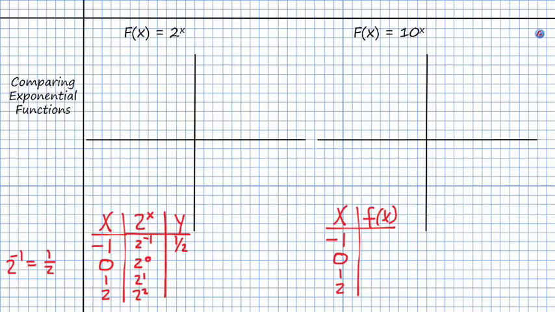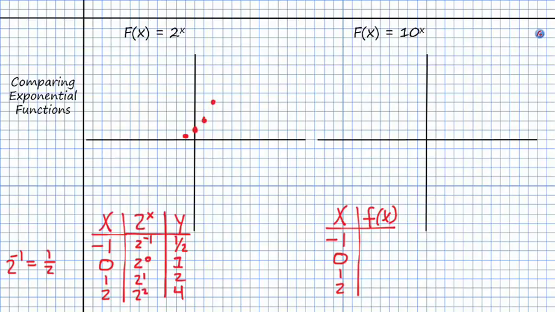Then we have 2 to the 0, which is going to be 1, 2 to the 1, which will be 2, and 2 to the 2, which will be 4. So now we have some nice points to graph. We have (-1, 1/2), then we have (0, 1), (1, 2), and (2, 4).